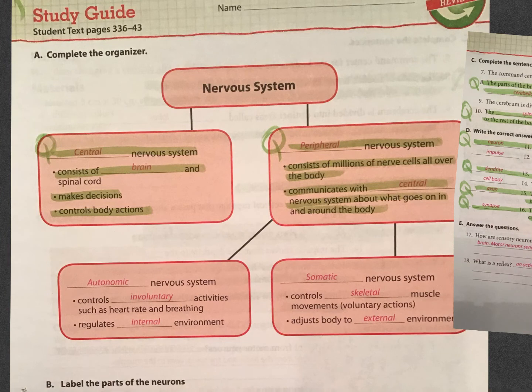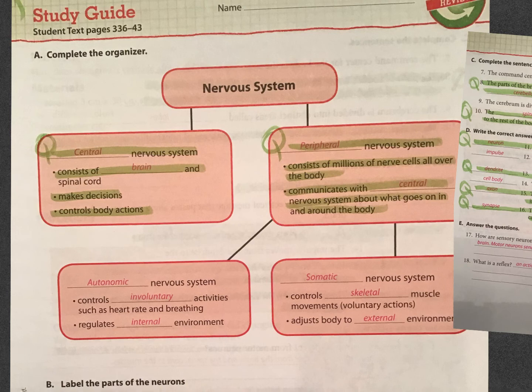All right, so you see that we have the central nervous system. The nervous system is broken down into two sections, the central and the peripheral. We're looking at the central, and the central nervous system consists of the brain and the spinal cord, okay? And that part of that system helps make decisions and controls your body actions. All right? Then you have the peripheral nervous system that is also highlighted. It consists of millions of nerve cells all over the body. It communicates with the central nervous system about what goes on in and around your body.